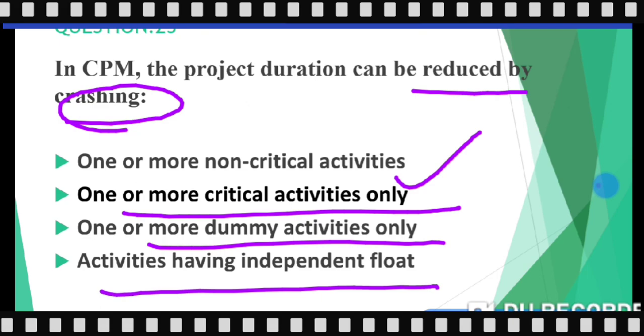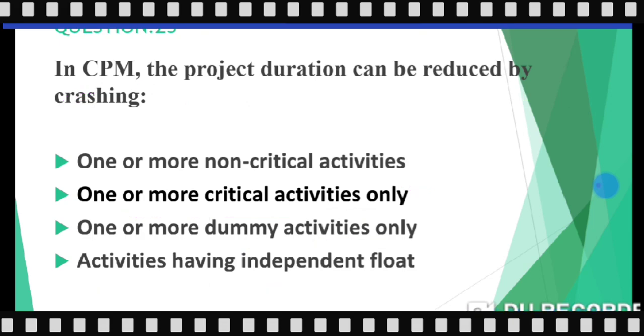It will be reduced by crashing the critical activities, obviously, because critical activities lie on the critical path, and the critical path defines the duration of the project. So if you reduce the duration of the critical activities, then you will reduce the project duration, because project duration is found by the critical path, and the critical path contains critical activities. If you reduce one or more critical activities, then you will reduce the critical path duration, and your project duration will be reduced. So its answer will be B.